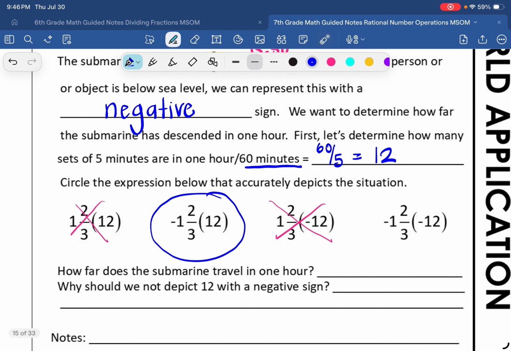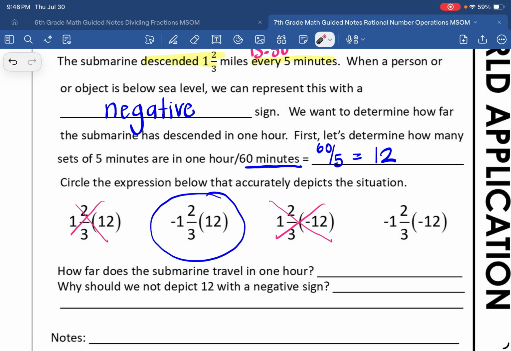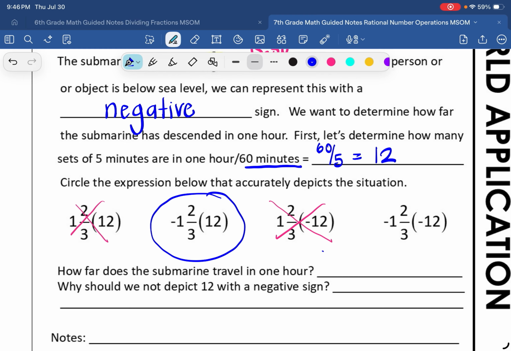So now it's asking us how far does the submarine travel in 1 hour. So let's multiply. It's descending 1 2/3 miles 12 times in an hour. So we're going to multiply 1 2/3 times 12. I am going to change that to an improper fraction first. 3 times 1 is 3, plus 2 is 5, so that's going to be 5/3. And I am multiplying that by 12, or 12 over 1. 5 times 12 is 60. 3 times 1 is 3. 60 divided by 3 is 20.